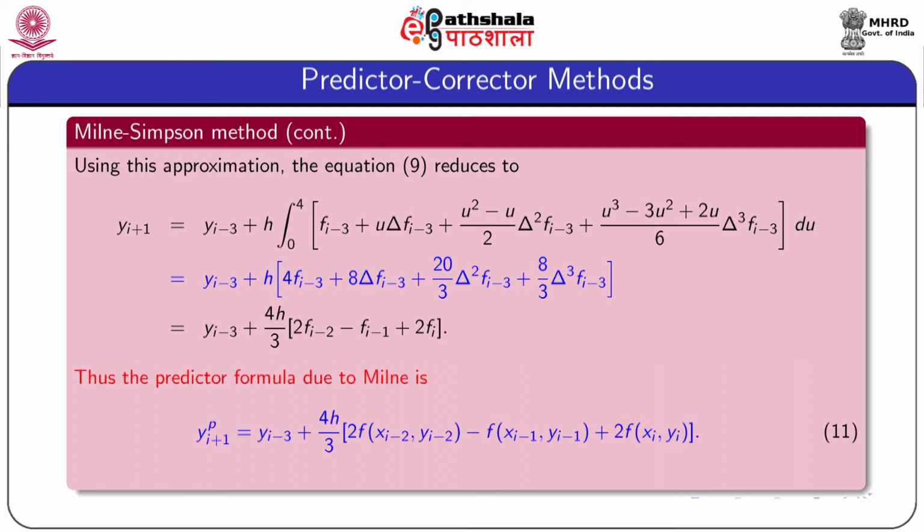Thus, the predictor formula due to Milne is given by this expression, that means the equation number 11. The predictor formula is this one: y_{i+1}^p equal to y_{i-3} plus 4h/3 into [2 f_{i-2} minus f_{i-1} plus 2 f_i].